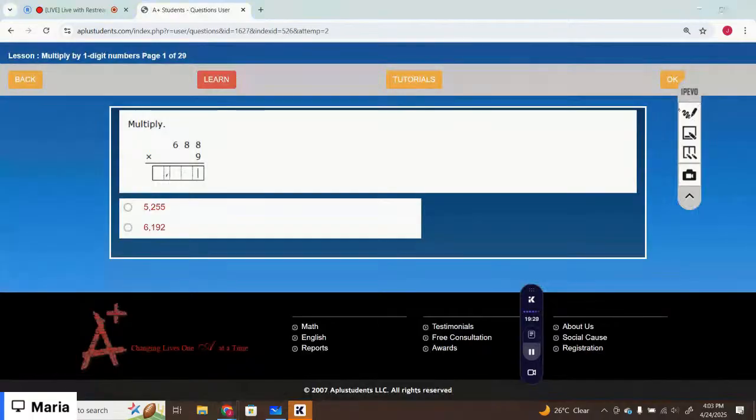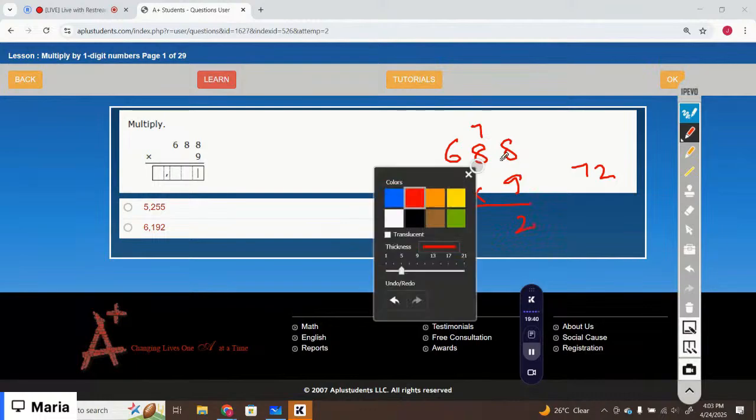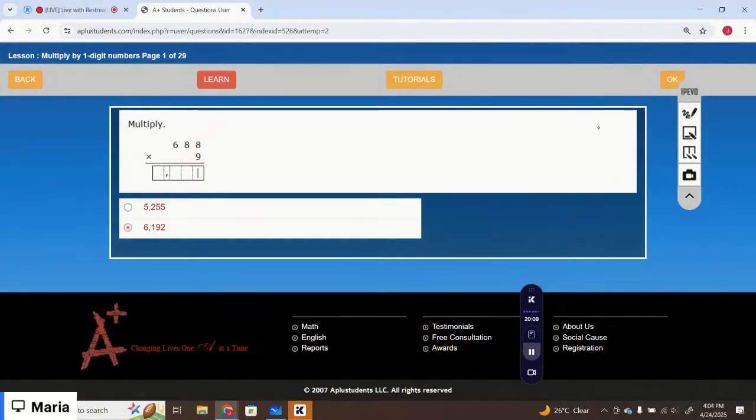So 688 times 9. Let's just count a table of 8 until 8. 9 times 8 is 72. Write 2 over here and carry 7. 9 times 8 is again 72. 72 plus 7 is 79. Write 9 over here and carry 7. 9 times 6 is 54. And 54 plus 7 equals 61. So that is 6,192. Option number 2 is the correct option.